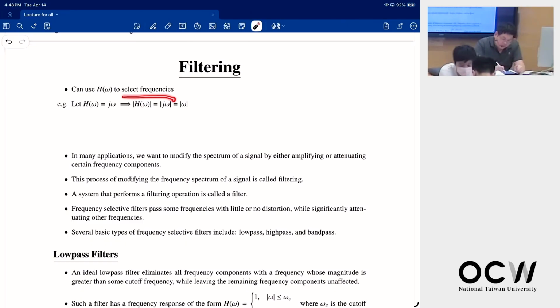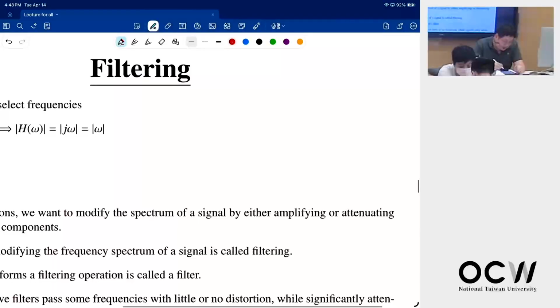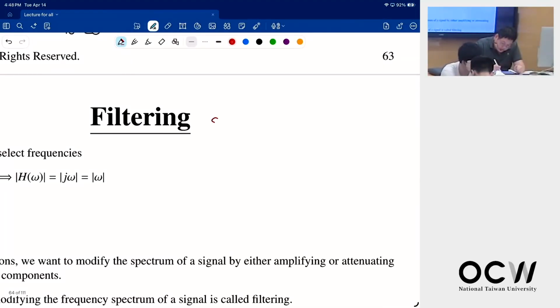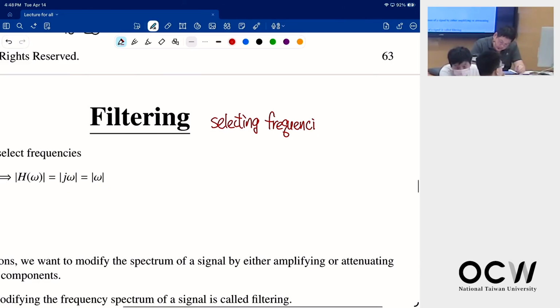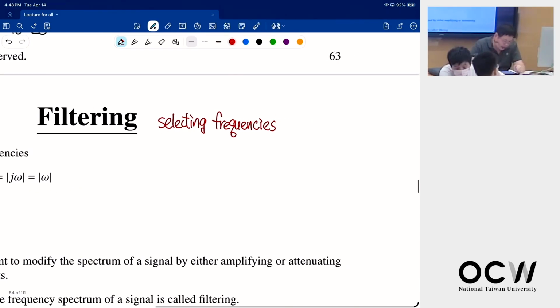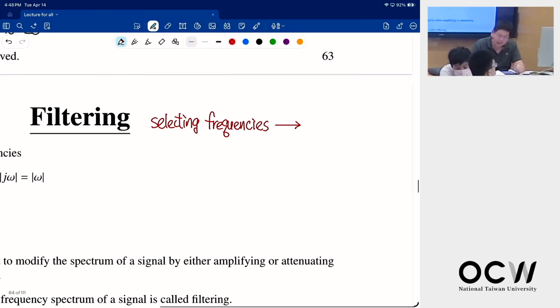So actually filtering means I select the frequencies. So I'm selecting frequencies. Then I can rebuild the signal.